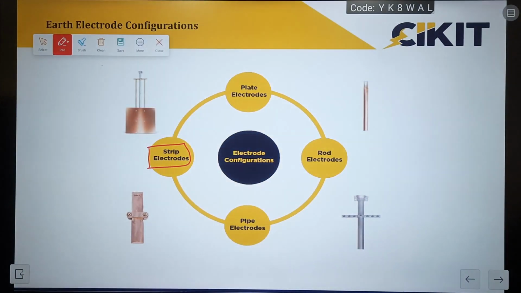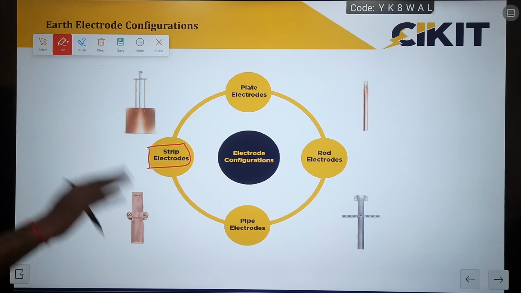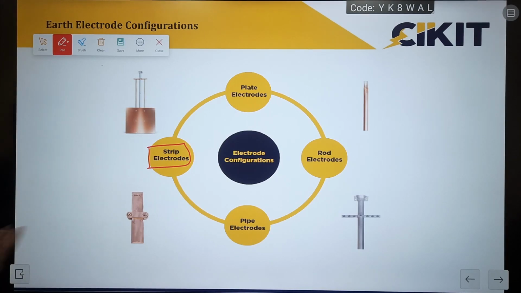So in strip earthing, we will be simply laying the conductor below the ground level. Actually, the depth will be in the range of 500 mm to 1 meter. So strip earthing is commonly used for counterpoise earthing arrangements and type B earthing of lightning protection system. In these applications, we will be simply laying the conductor below the ground level.